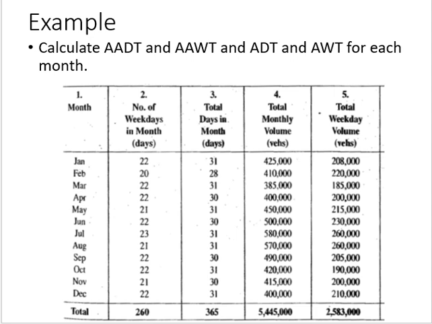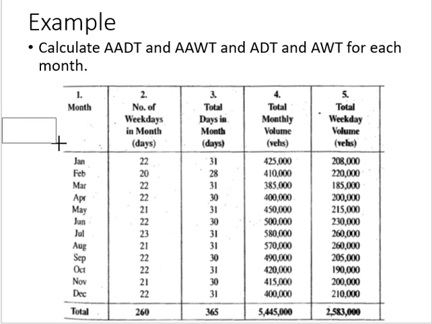Okay. So what was AADT? Average annual daily traffic. How do I calculate it? You need the volume of the year divided by the number of days in the year, right? Volume of the year, number of days in the year, 365. How much is it?